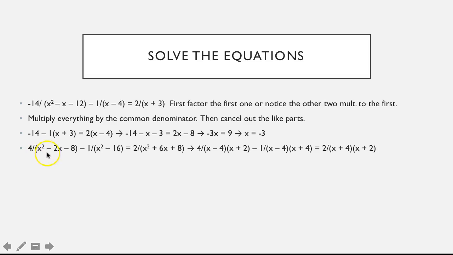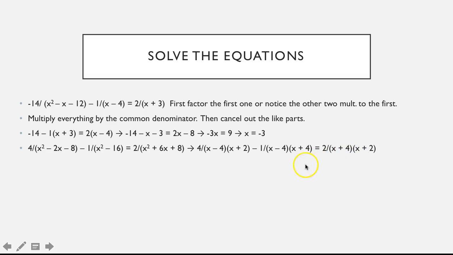Here you have 4 divided by x squared minus 2x minus 8, minus 1 over x squared minus 16, equals 2 over x squared plus 6x plus 8. You want to factor the denominators, so you get x minus 4 times x plus 2. This one's going to give you x minus 4 times x plus 4, and this one's going to give you x plus 4 times x plus 2.